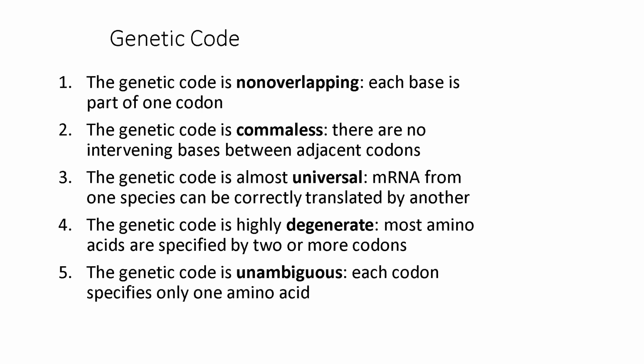Fourth, it is degenerate, with most amino acids being encoded by more than one codon. Finally, the code is unambiguous, ensuring that each codon maps to only one amino acid. These features ensure both flexibility and fidelity in gene expression.